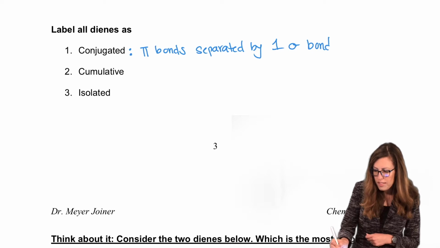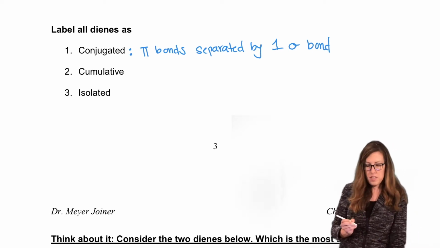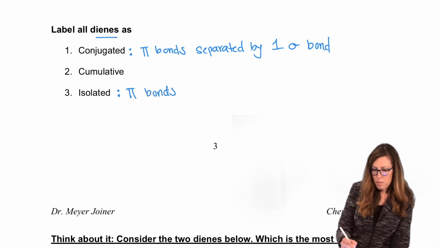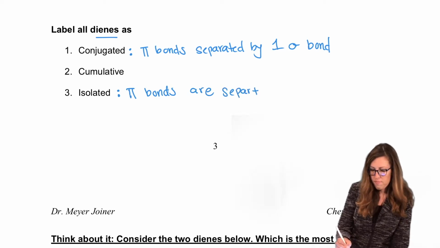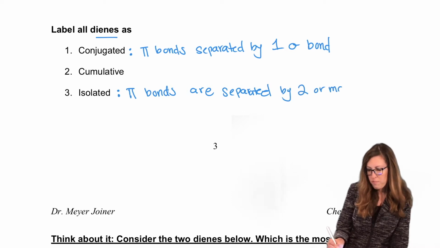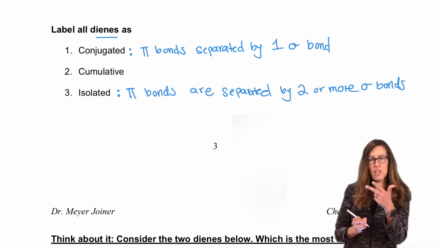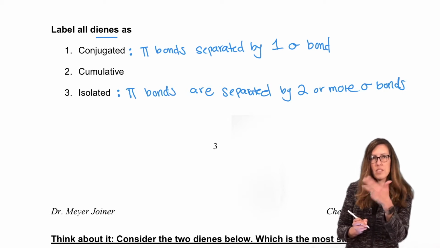I'm going to skip to the last definition because it's very similar to conjugated. An isolated diene would mean that the 2 pi bonds are separated by 2 or more sigma bonds. So in other words, you have to have the double, single, double pattern for it to be conjugated. If you have double, single, single, double, it's not conjugated.